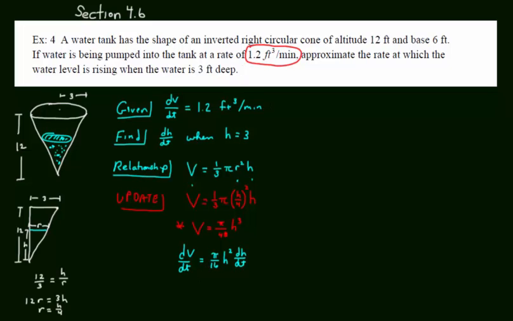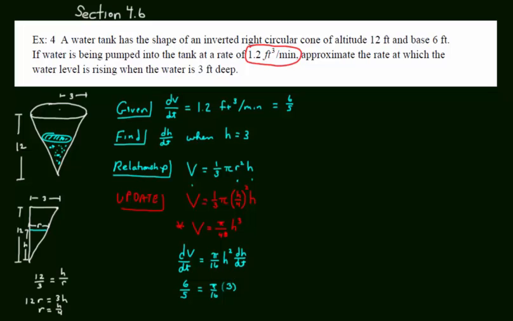I'm not crazy about this decimal up here, so I'm going to say that 1.2 is actually 6/5. So I'm going to use that when I substitute. So at the snapshot in time, the rate of change of volume is 6/5. And I have pi over 16. My h at the snapshot of time is 3.